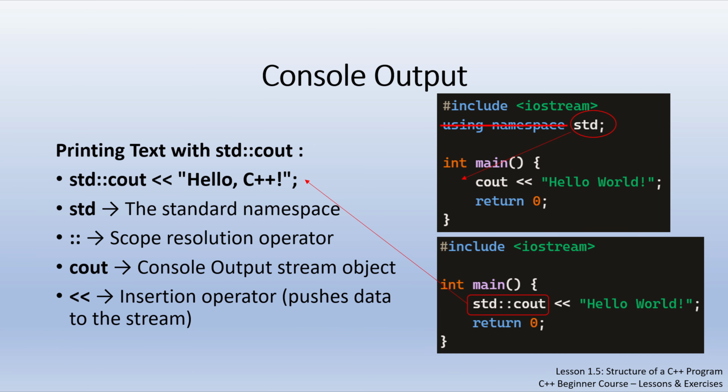To actually display text on the screen, we use std::cout. Let's look closely at how it works. std is the standard namespace where C++ keeps its built-in tools. cout stands for console output. The two less-than signs are the insertion operator. They literally point to the left, acting like an arrow that pushes your text string straight into the output stream to show it to the user.